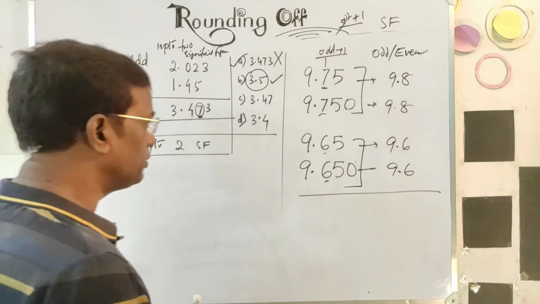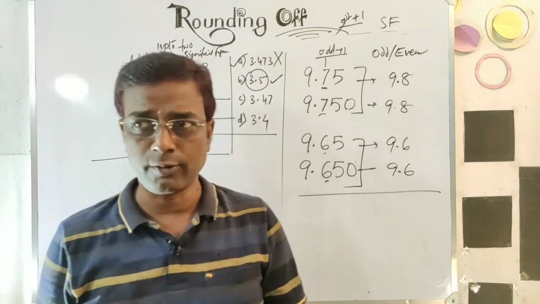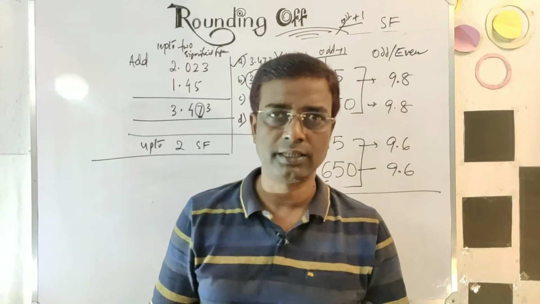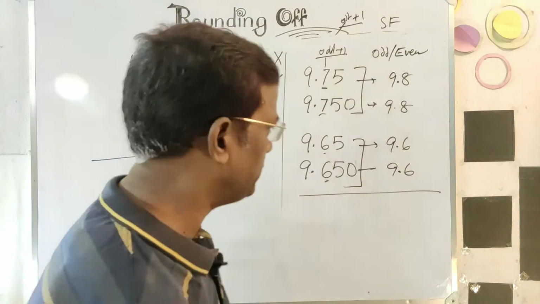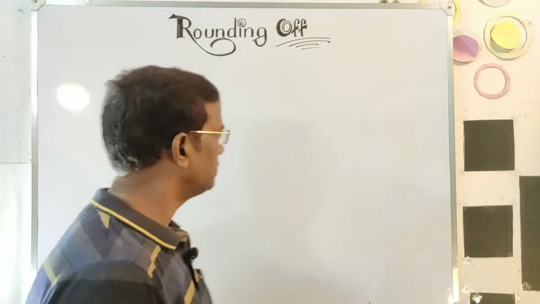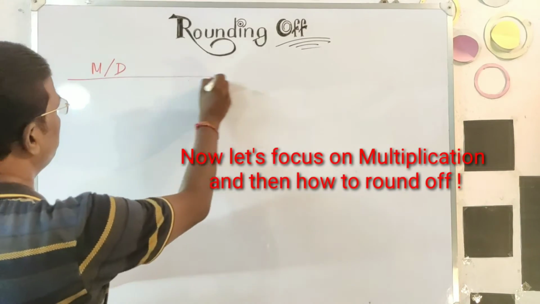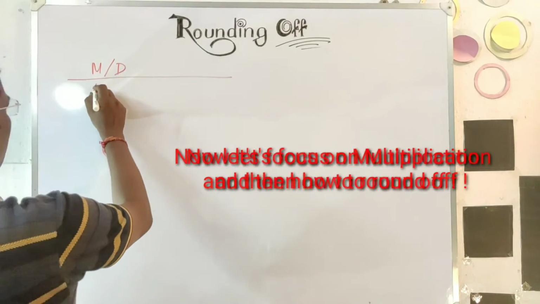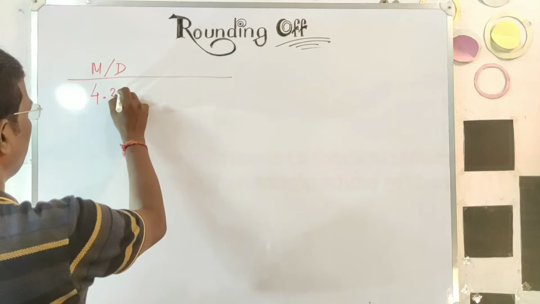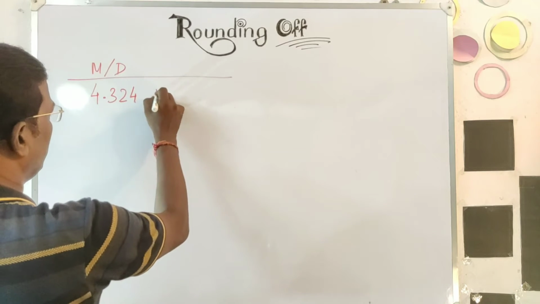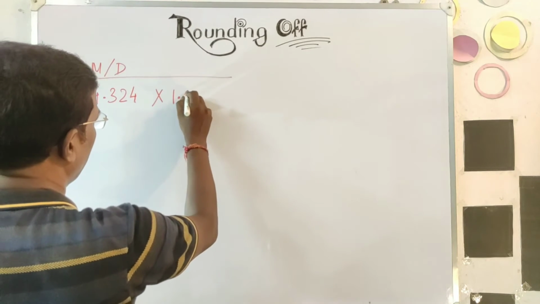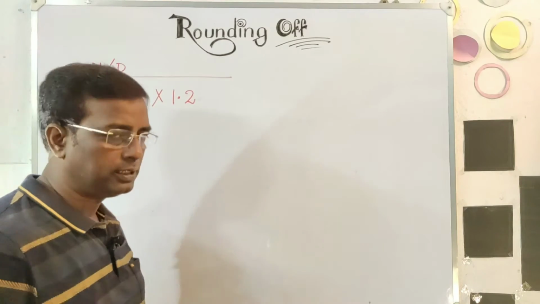Now straight we get into some of the numericals where we will be dealing with multiplication, division, subtraction, addition. Starting first, we will be taking multiplication and division. Let's take a number here, 4.324 into 1.2 and try to see what is the answer here.